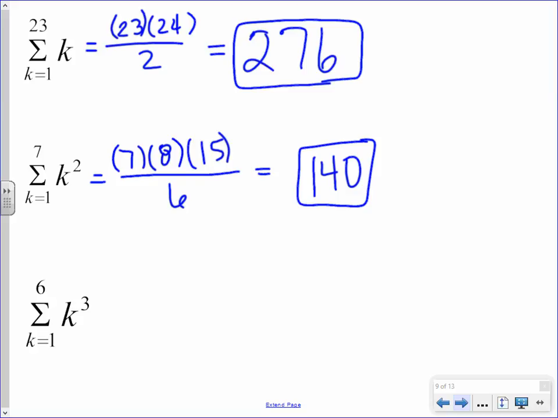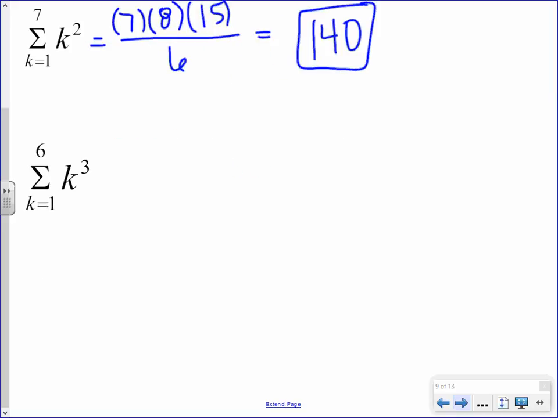140 is right. We checked, Cole. Don't rely on Cole to do all your calculations. Cole's trying to cheat.